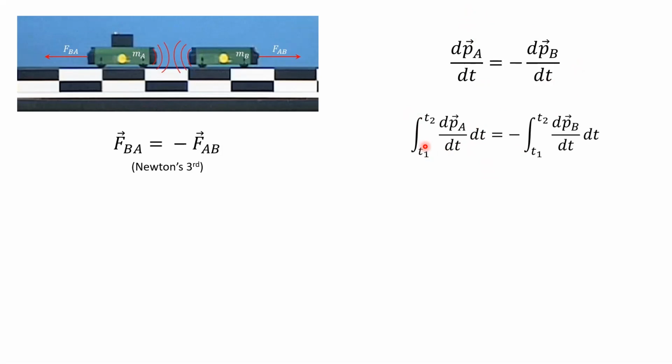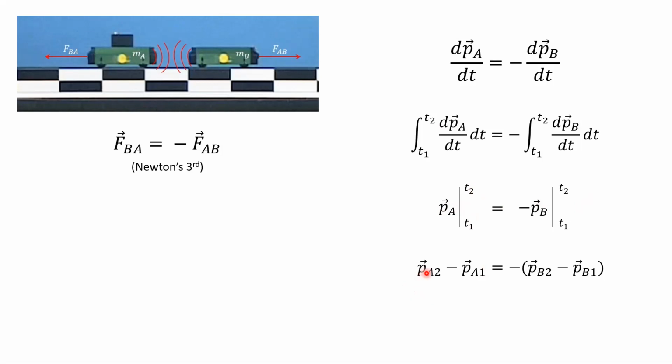T1 will be a time just before the carts begin to push on each other and interact. T2 will be the time just after. So the interval between those two times is the interval during which they are actually pushing on each other. Now this is easy, right? What's the antiderivative of the derivative of p with respect to t? It's like these two operations undo each other. If you first differentiate with respect to time and then integrate with respect to time, you're back to your original quantity, which is momentum. So we evaluate cart A's momentum at the final and initial times and subtract. Same thing over here. Hopefully this is review for you.